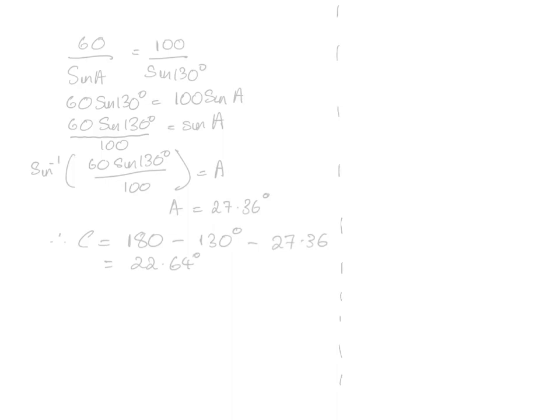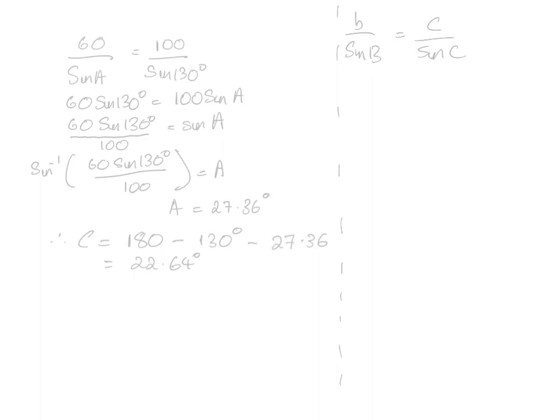The last bit now is to find side C. So I'm going to use all the information I've got. I'm going to use B over sine B is equal to C over sine C, purely because that was the information that was given to me straight off. So I know that that is definite. I could have made mistakes with the other stuff that I've worked out. So always use the information you've been given if possible.